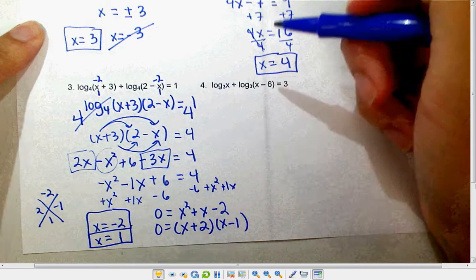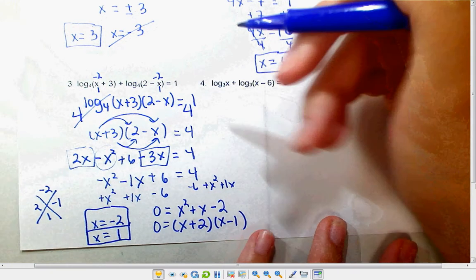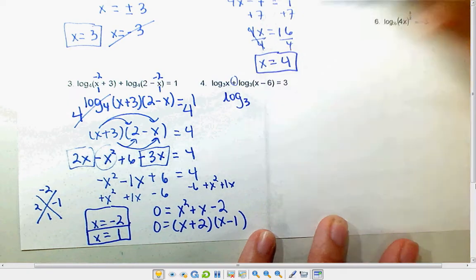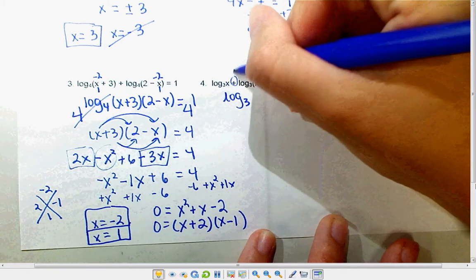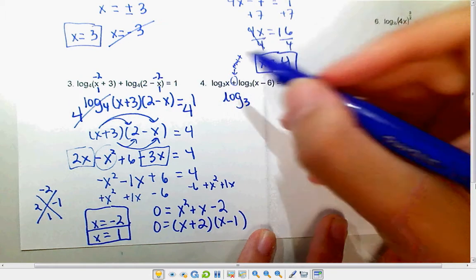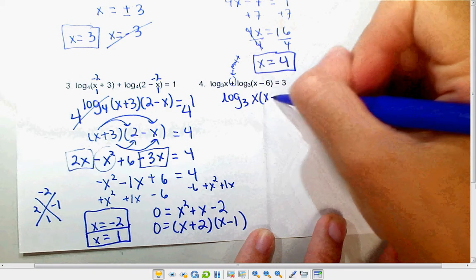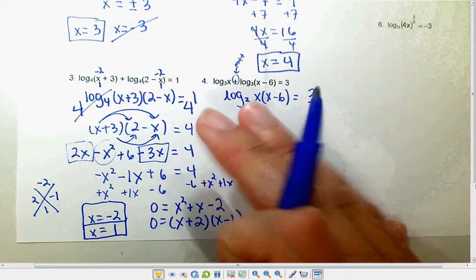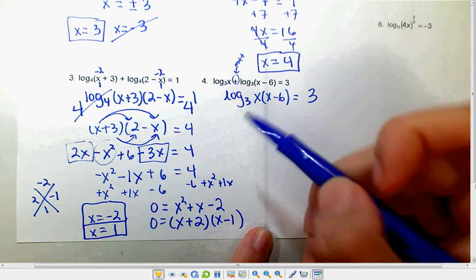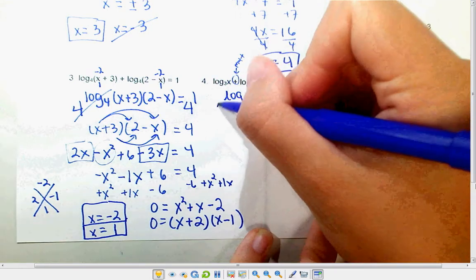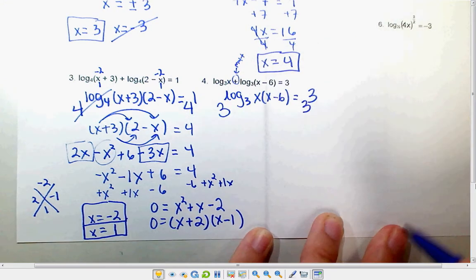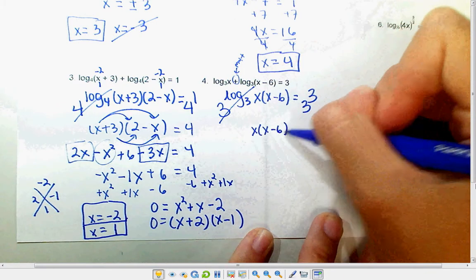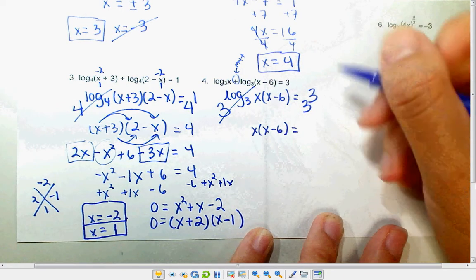Okay, let's look at number 4. So same thing, these are two separate logs. We need to combine them into one log. So since it's being added, we know this means multiplication. So we're multiplying x times x minus 6. And this is equal to 3. Now that I have one log, I can undo this log. It's a base of 3, so this is going to be 3 to the power of, 3 to the power of. These cancel out. This leaves me with x times x minus 6 equals 3 to the power of 3, which is 27.